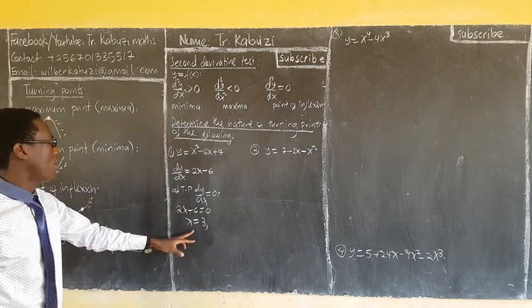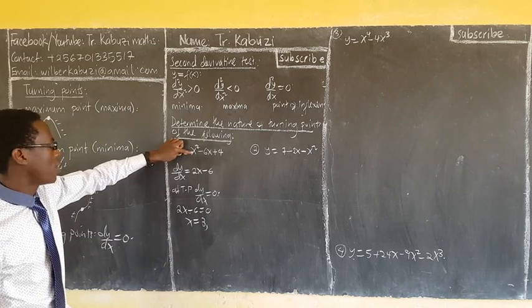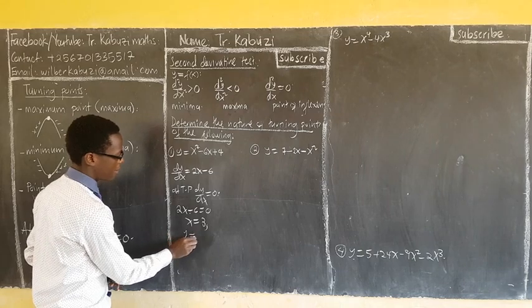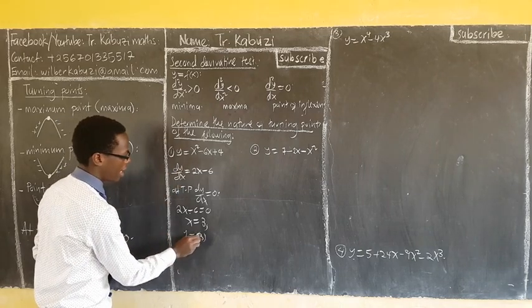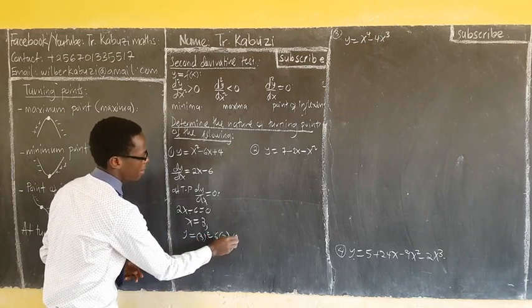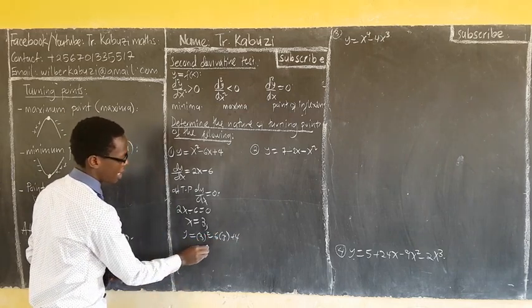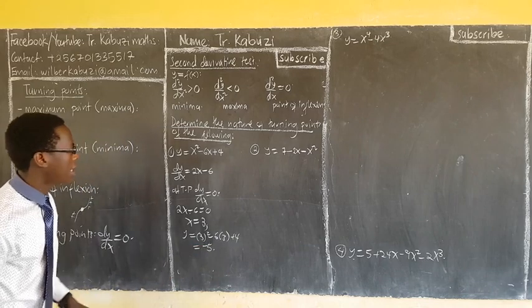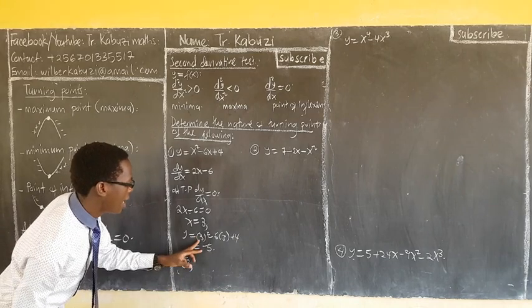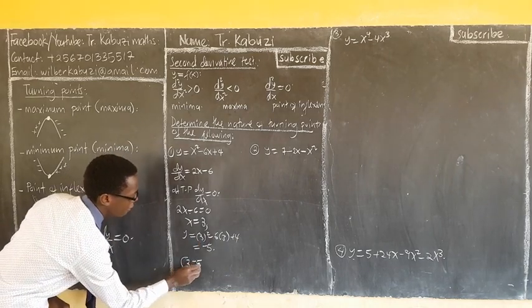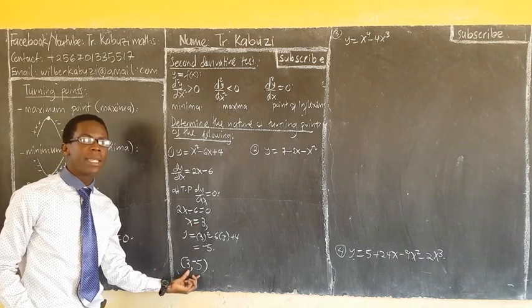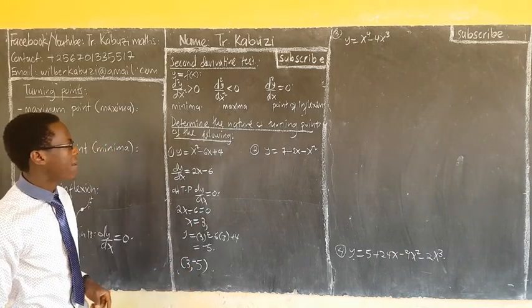After getting the value of x, you come and get the value of y. If you substitute here, you have 3 squared minus 6 into 3, then plus 4, and the value you get here is negative 5. So putting it here now, our point is (3, negative 5). Now we want to know, is this point a minima or maxima? We use the second derivative test.